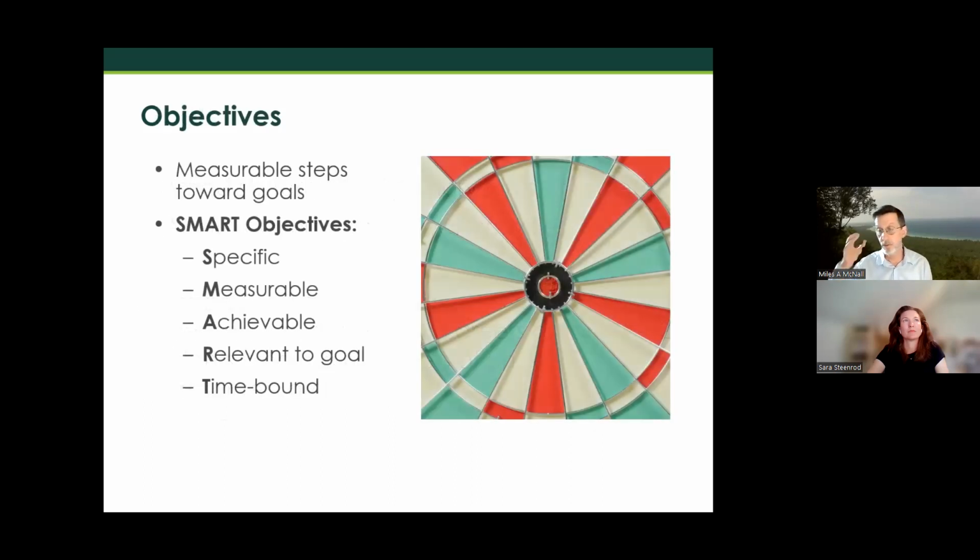So we move from goals, which are fairly broad, to objectives. And then objectives are the measurable steps that you take towards goals. And it's a good idea, in fact, it's a smart idea, to structure your objectives in SMART format. In other words, to make them specific, measurable, achievable, relevant to the particular goal you're trying to achieve, and time-bound.